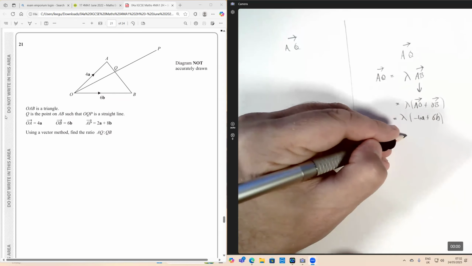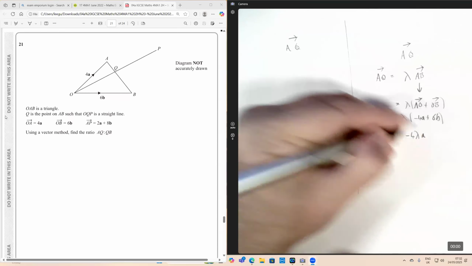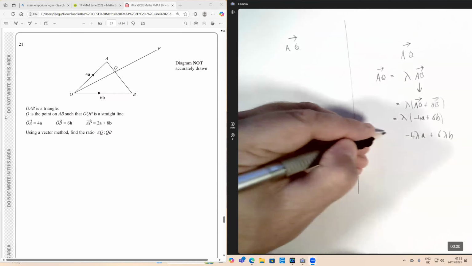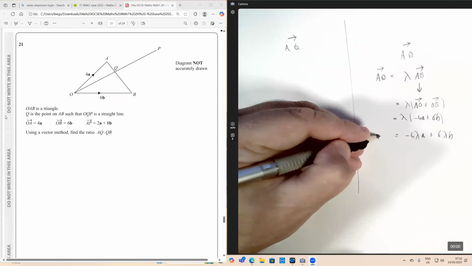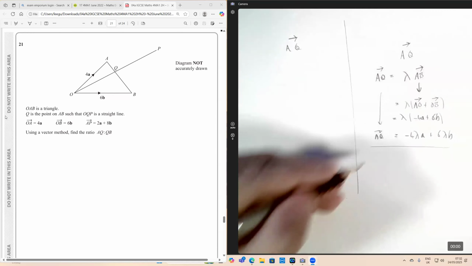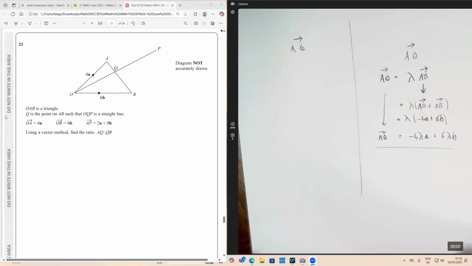And I'm going to expand the brackets. So I'm going to get minus 4 lambda A and plus 6 lambda B. And that is my route for A to Q. Okay, so I'm going to park that result there now. Let's now look at my other route.